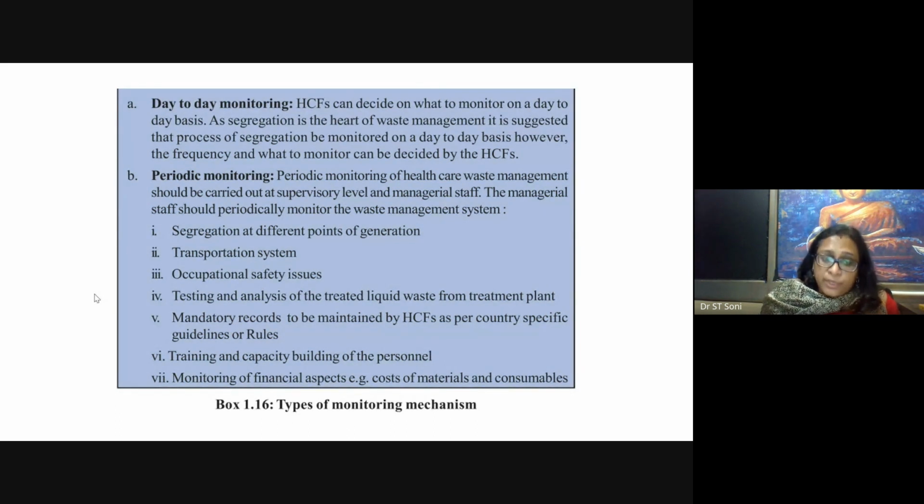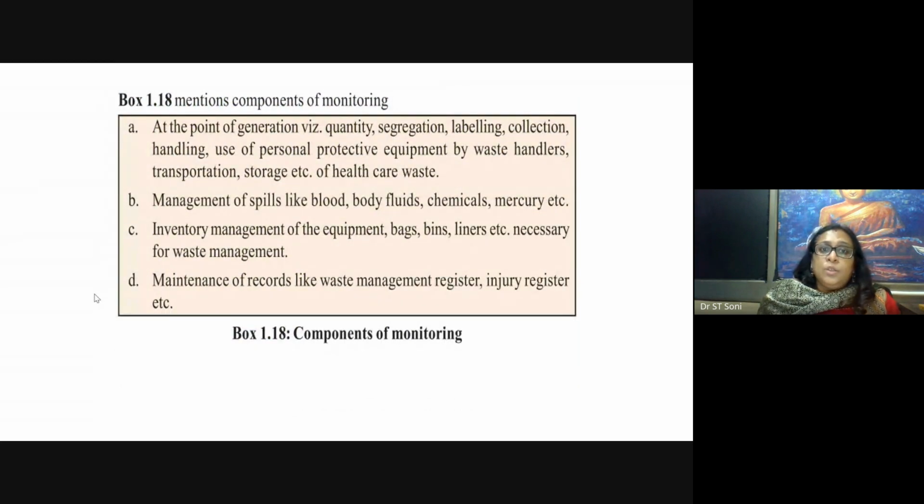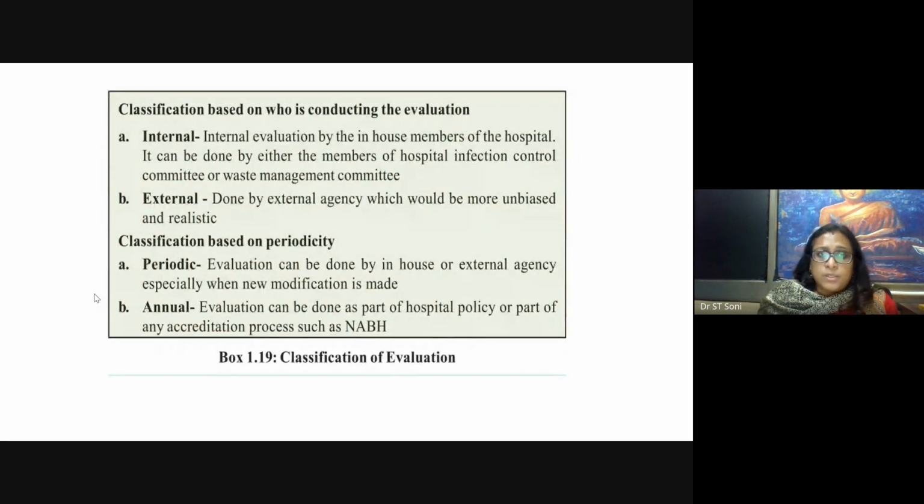And definitely once we submit the audit report, we'll come to know what the training needs are. So training needs assessment will be done with this monitoring only, and monitoring of the financial aspect also, like the cost of the material and consumables. So the monitoring components, I have already told you, include at the point of generation the quantity, segregation, labeling, collection, management of spills, inventory management, equipment, bins, liners, how much is available, and also the maintenance of the records.